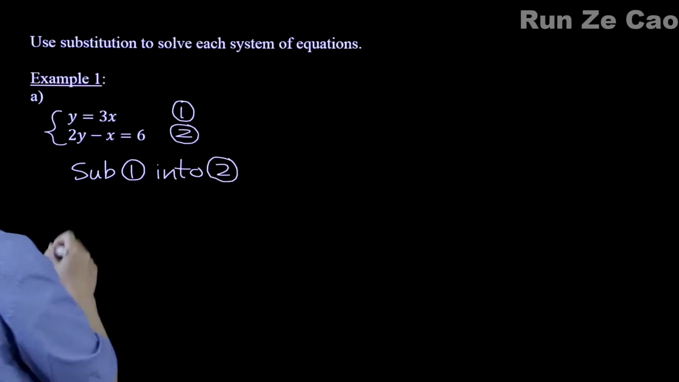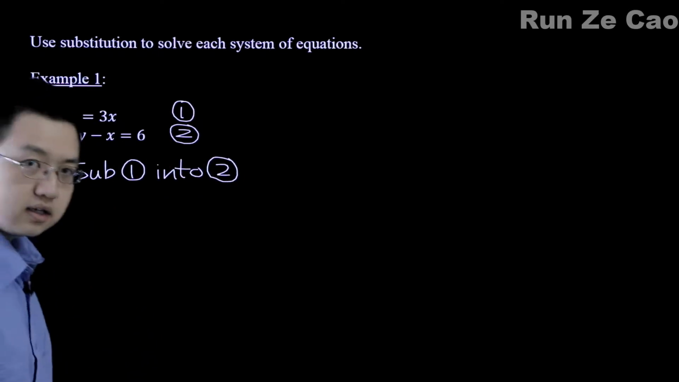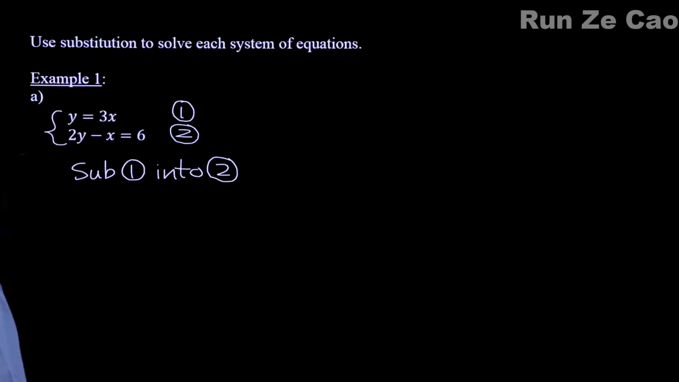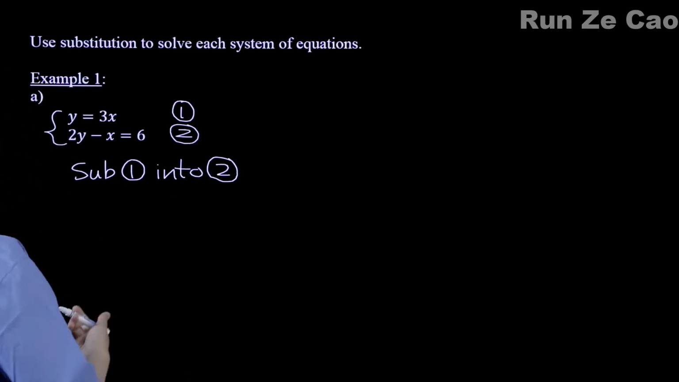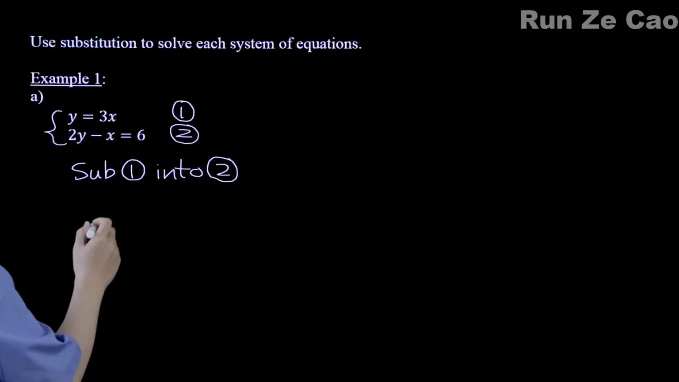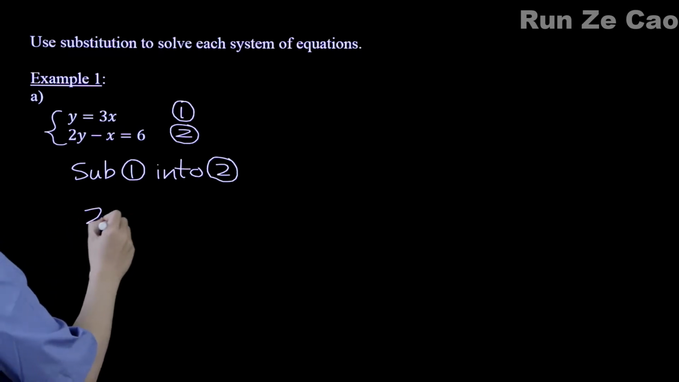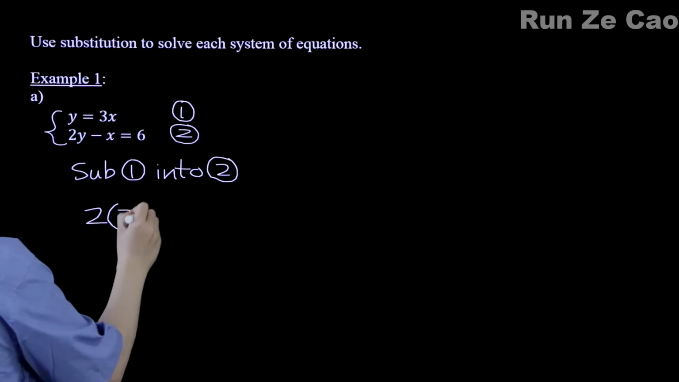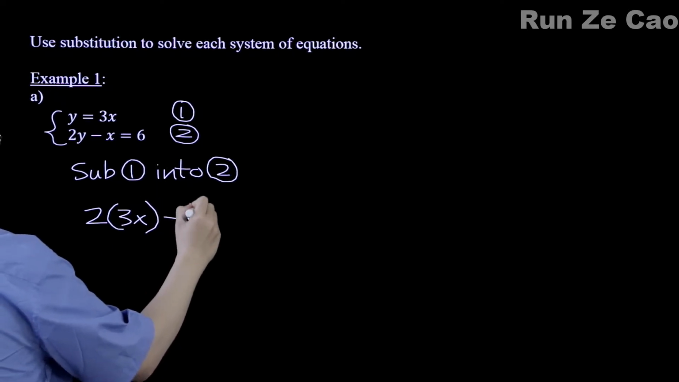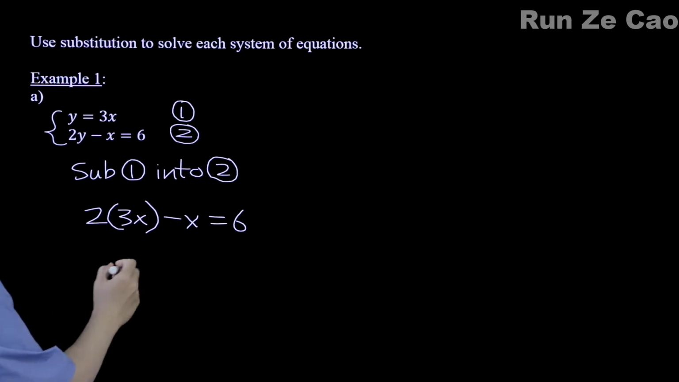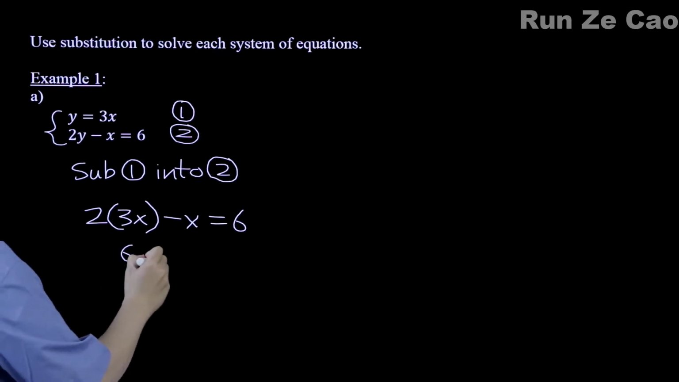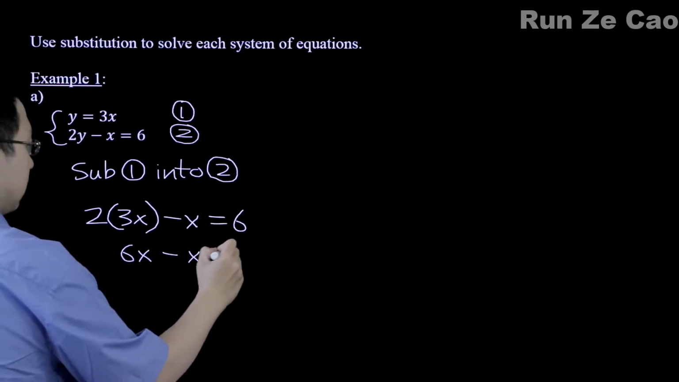Convention has it that you will write these steps using as few words as is reasonable, but still enough to communicate what you have done. So, that is 2 times 3x minus x equals 6. So that's 6x minus x equals 6.